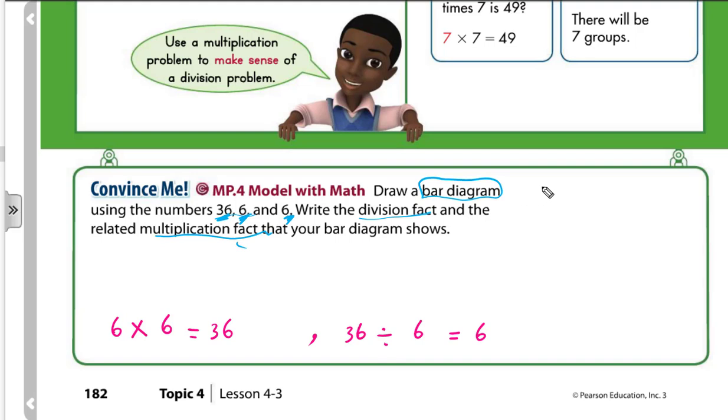And what is the bar diagram? I will draw the bar diagram, my heroes. And the bar diagram is a diagram in which we use 36 in total. So that 36 divided by 6 equals 6. Okay. And I will draw 6s. Tell me how many 6s do I need?